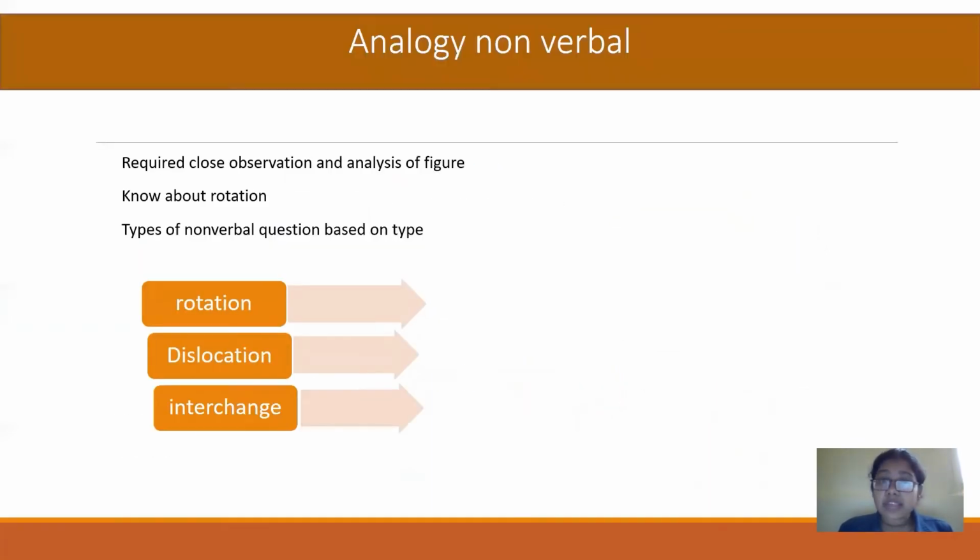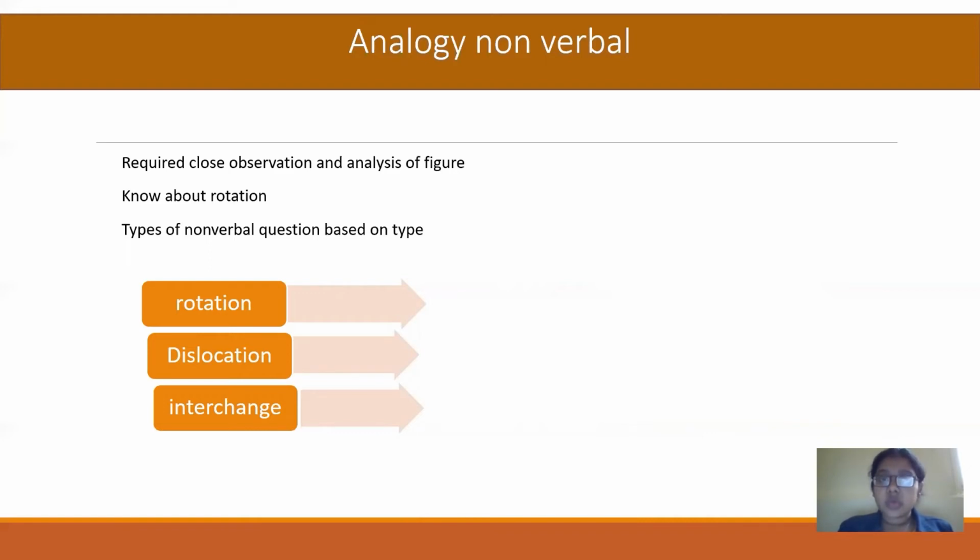Moving to the next type of question, it is analogy nonverbal. For this type of question, there's a simple tip. We need a close observation and analysis of the figure so that we can find the solution. These observations can be done in three ways.